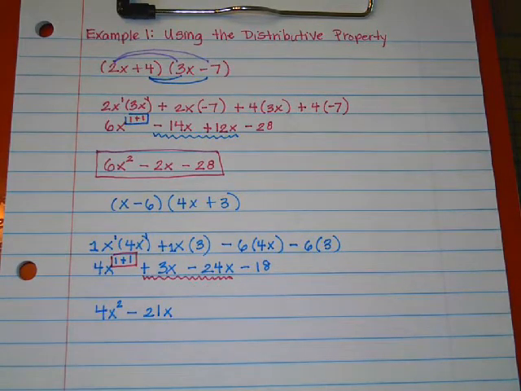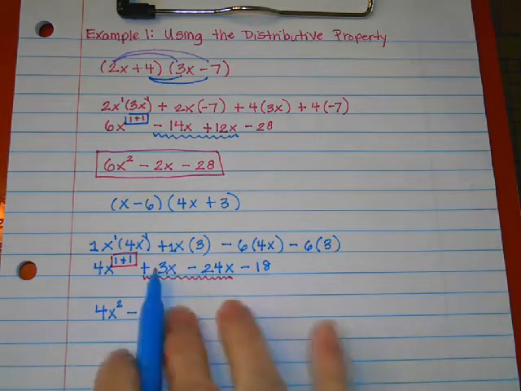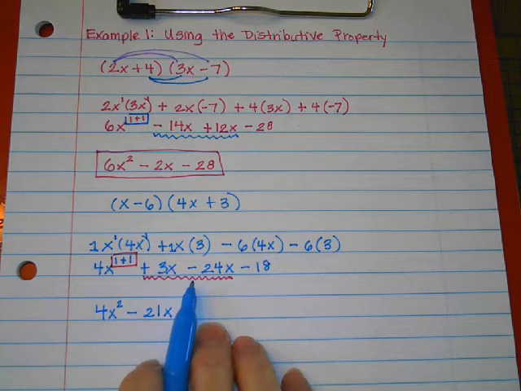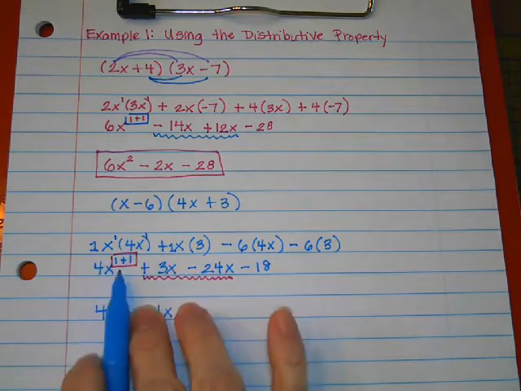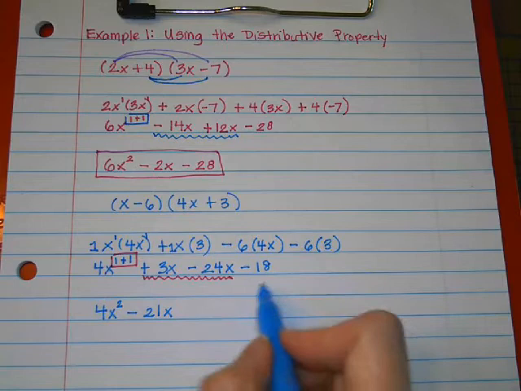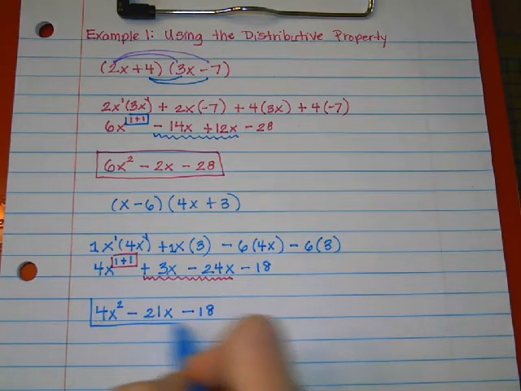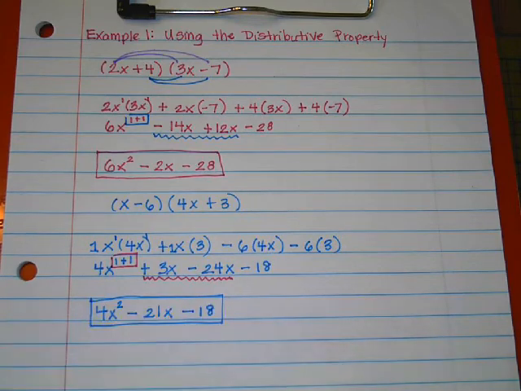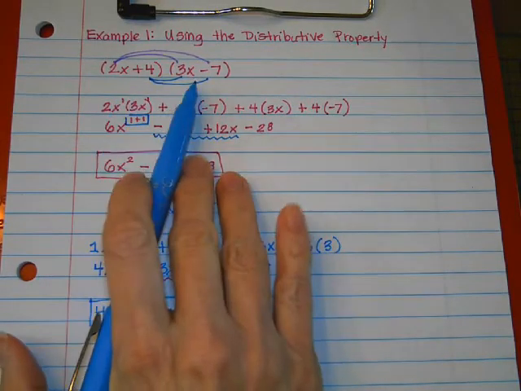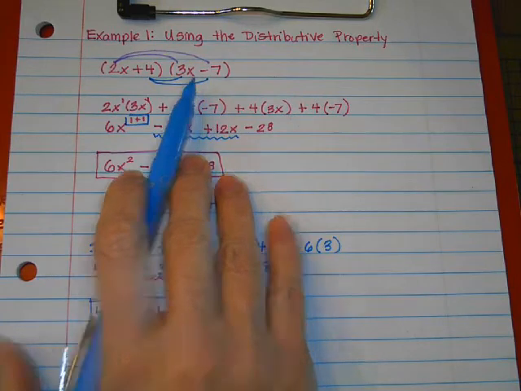And again, we don't mess with the exponents because we're only adding and subtracting. The only time we touch them is if we're multiplying or dividing. Then we bring down that constant of negative 18, and here is our final answer. So this is method number 1, using our distributive property, but now we've learned to do it with a binomial, which is 2 terms, times another binomial, which is also 2 terms.